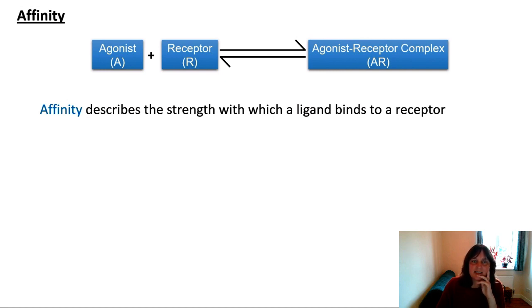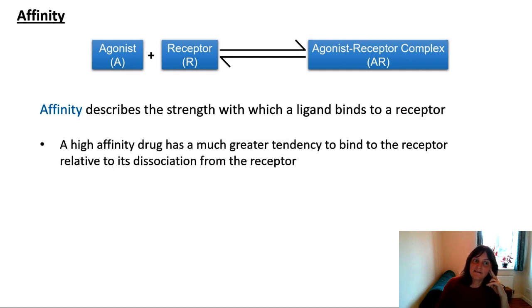And I've broken down the schematic that I had earlier, so we can see the agonist and the receptor coming together to form the complex. But you can see here that I've added a reversible arrow. So this is a reversible process. So there is a desire for the agonist and the receptor to come together. There's an association. But there's also a sort of dissociation. So the agonist-receptor complex can also dissociate. And a high affinity drug has a much greater tendency to bind to the receptor relative to its dissociation from the receptor. So it wants to bind strongly and doesn't dissociate easily.